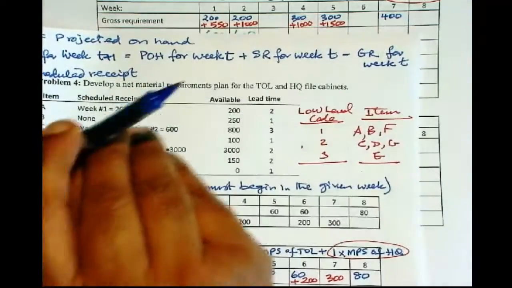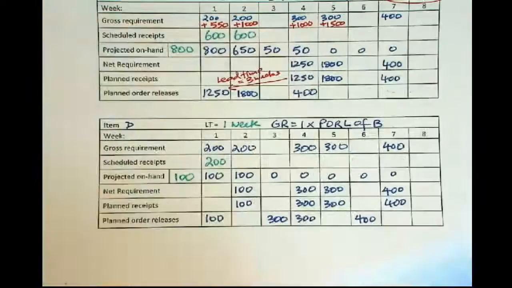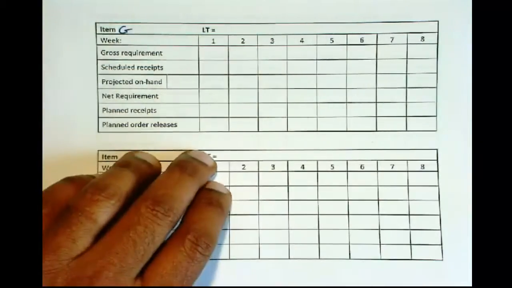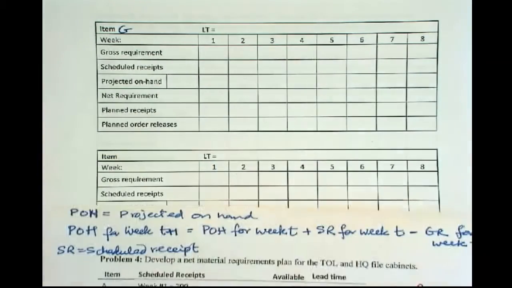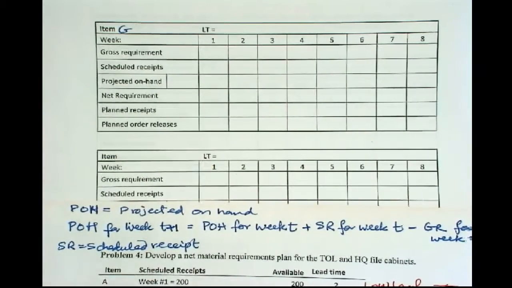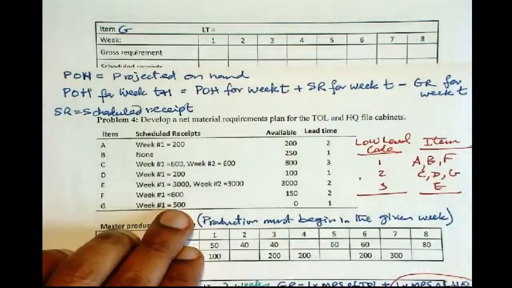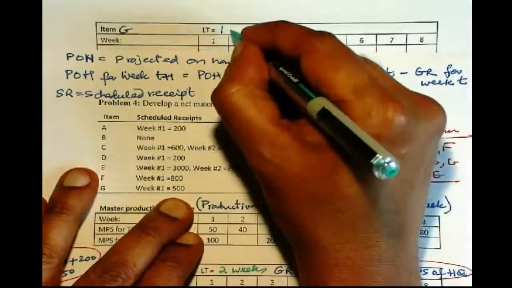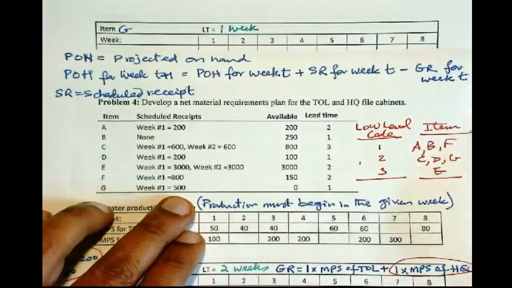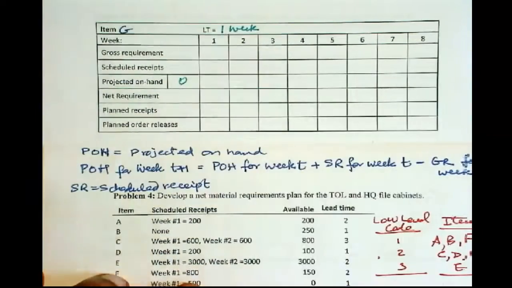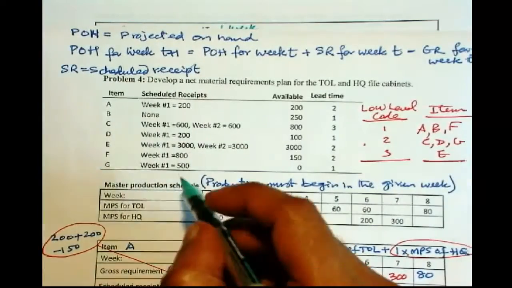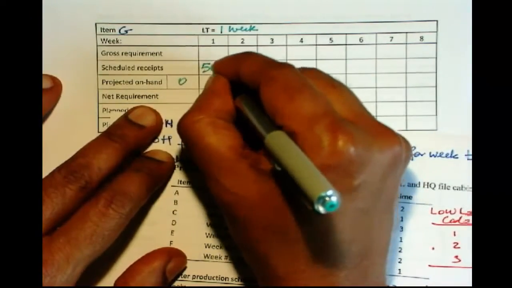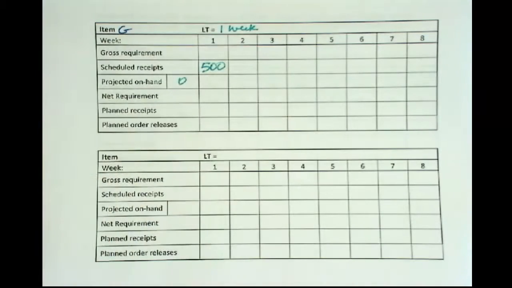The next item is G. The information given for G: lead time is 1 week. We have nothing available on hand right now, and 500 coming in week 1. Scheduled receipt is 500.